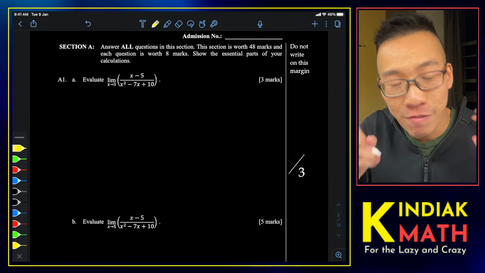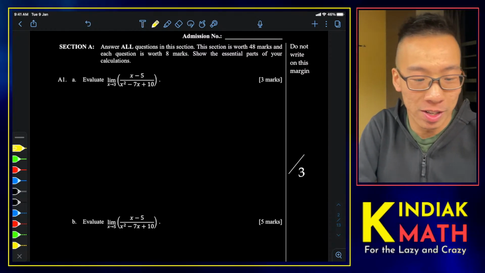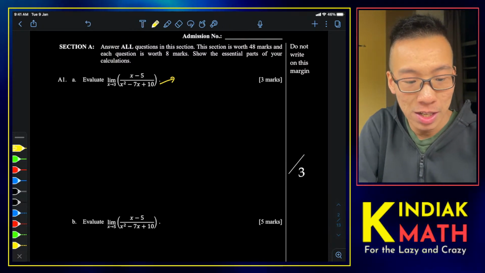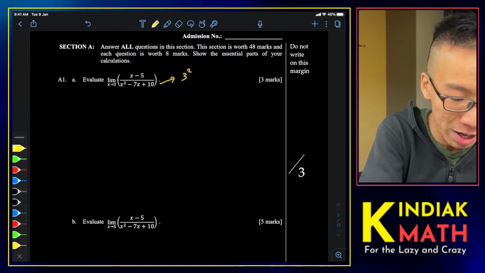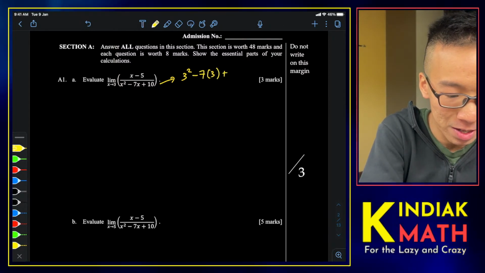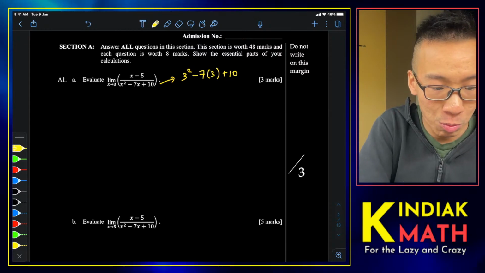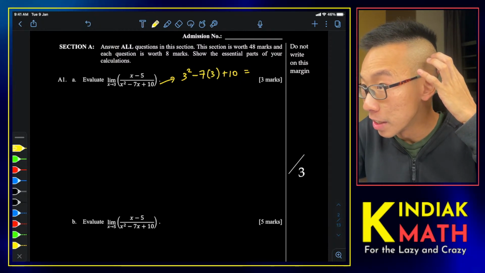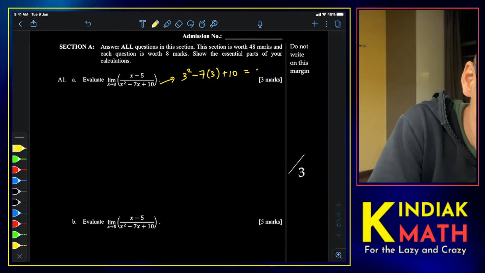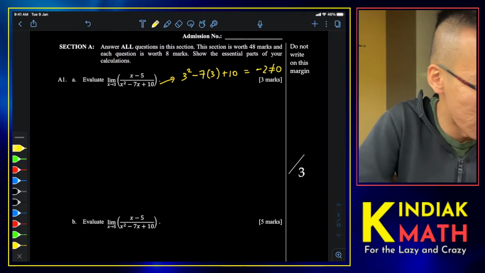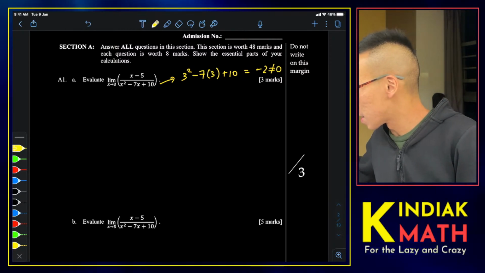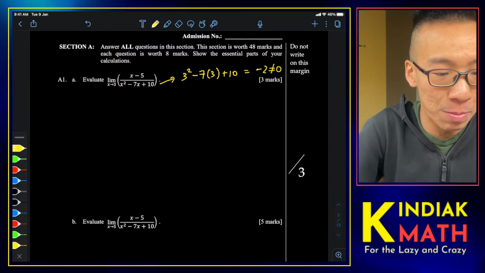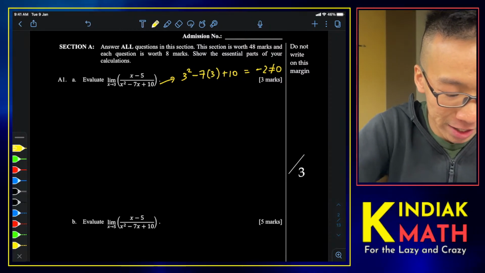This involves evaluating this limit over here. The key idea is that when we substitute x equals 3 in the denominator, we're going to get 3 squared minus 7 times 3 plus 10. And what we should get is, I believe, 9 plus 10, that's 19, minus 21, that's minus 2. And the point here is that this is not 0. Since this quantity is non-zero, we will be able to simply evaluate this limit via direct substitution.